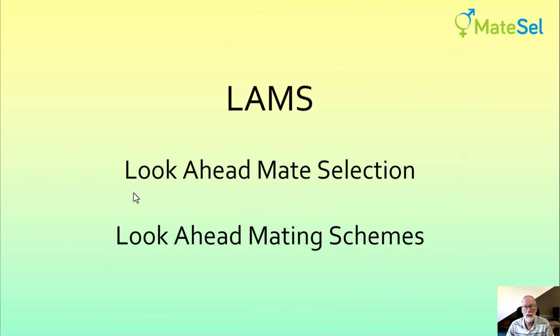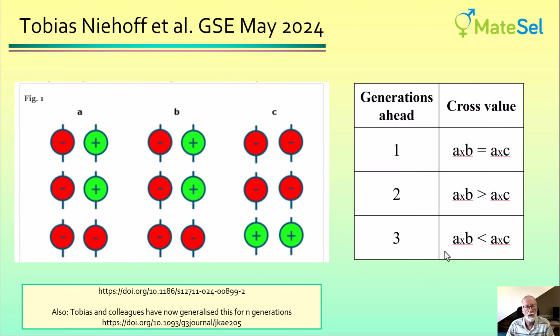I'll finish by saying a few words about look-ahead mate selection, which is a term we bandied around in the 1990s. More recently, look-ahead mating schemes is also being used. And there's a nice paper by Tobias Nijhoff in GSE. There's a nice illustration that what you should do now depends on how far ahead you want to look. And with this example, with 3 individuals with plus and minus alleles, you can see that generations ahead affect the best pairs to select. Now, I'm not going to illustrate that here.